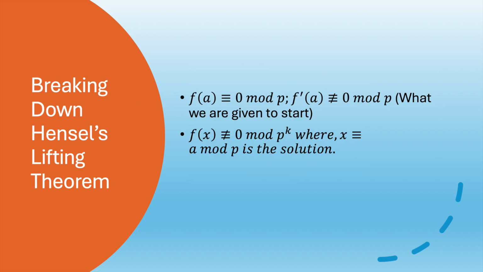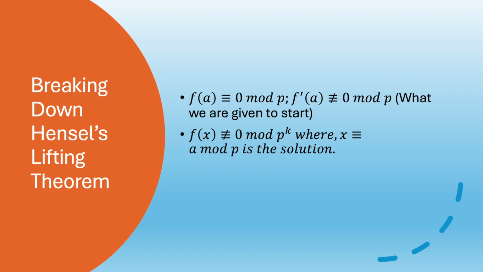Now we're going to be breaking down Hensel's lifting theorem. We have a better example later on in our presentation, but for now we have f of a is equivalent to 0 mod p, while f prime of a is not equivalent to 0 mod p. It's basically what we are given at the start, so being able to build it up together. So we have f of a and f prime of a. So we look at those two and then we work them out.